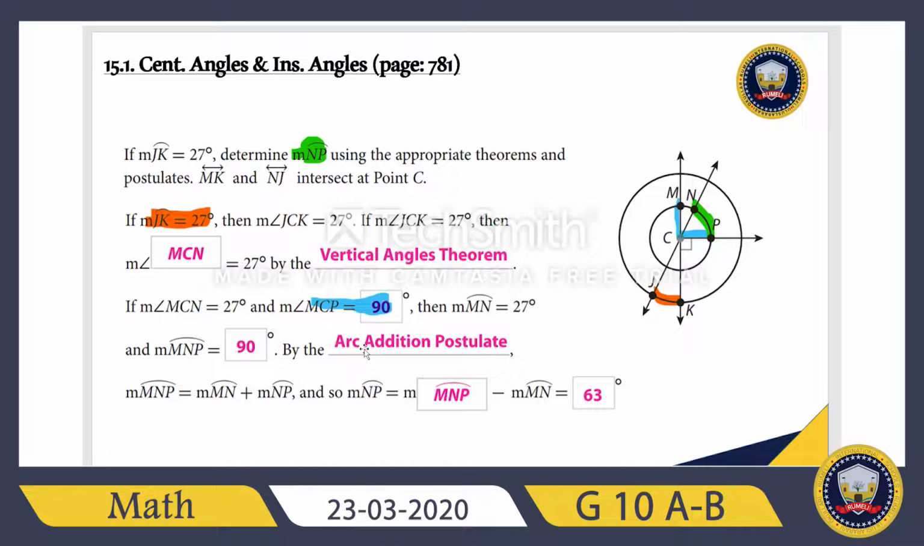We've used the arc addition postulate. The total arc is 90. The small arc is 27. What is this? It should be 90 minus 27, which is 63 degrees.